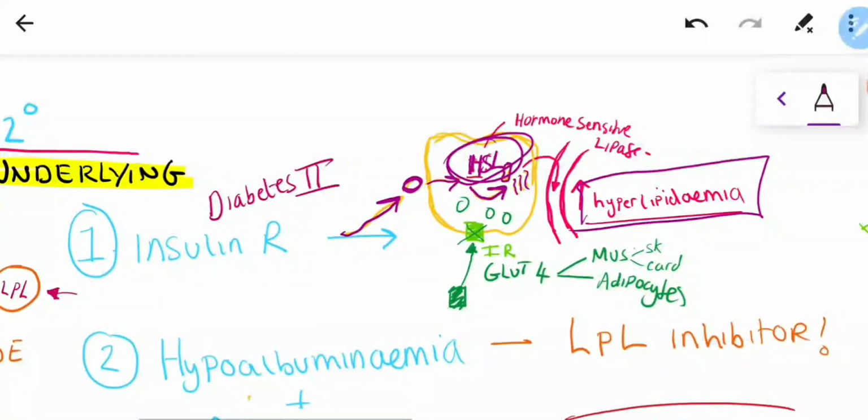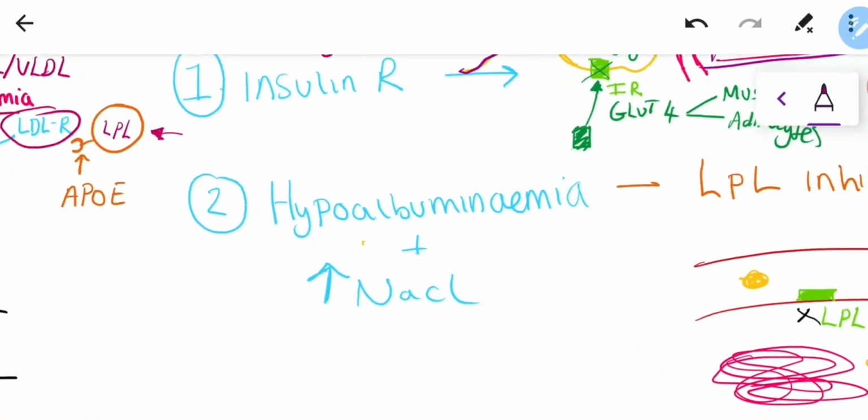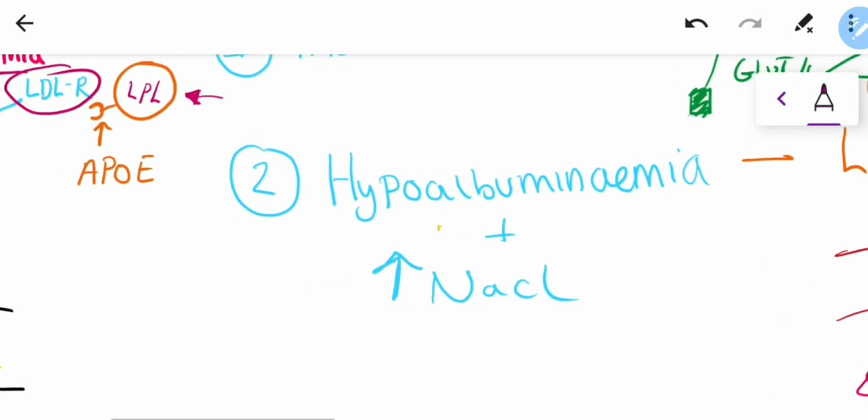There's still some things we need to mention. So insulin resistance, that's one big thing. Second, a lot of people may know that hypoalbuminemia, for some reason, increases the lipid accumulation in the blood. To be honest, I didn't even know until I started revising this. Why was this the case? Why in hypoalbuminemia do we get more lipids in the blood?